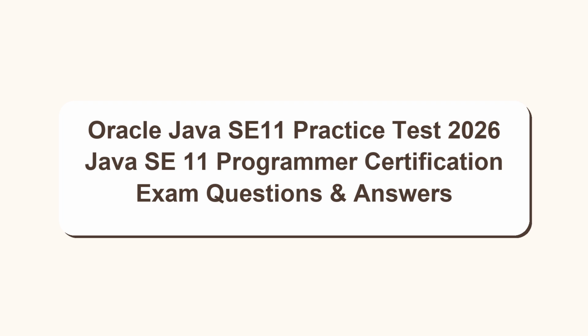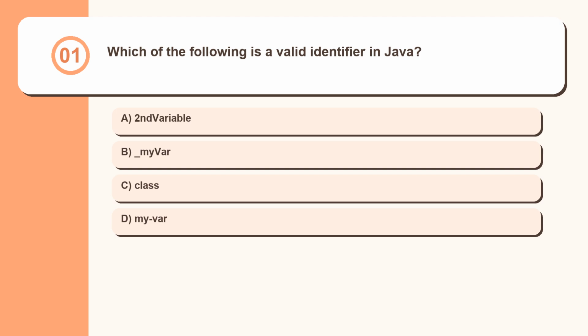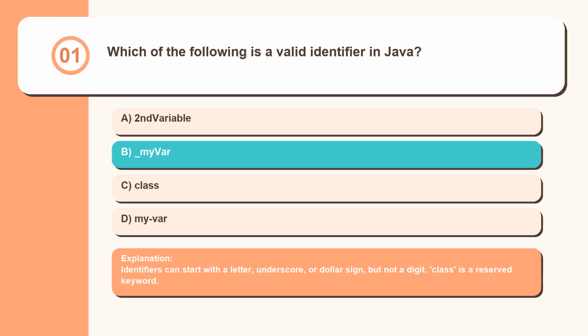Oracle Java SE 11 Practice Test 2026. Java SE 11 Programmer Certification Exam Questions and Answers. Question 1. Which of the following is a valid identifier in Java? 2ndVariable, _myVar, class, myVar. Identifiers can start with a letter, underscore, or $ sign, but not a digit. Class is a reserved keyword.